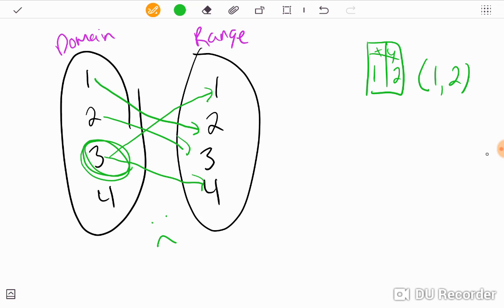Hopefully this video will help you understand whether or not a bunch of information, a relation is what it's called, is a function or not.